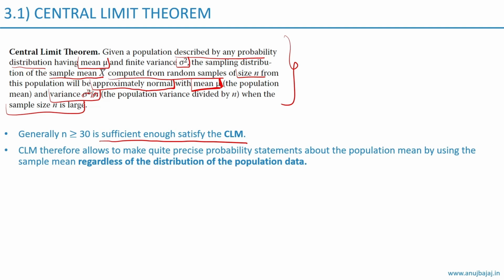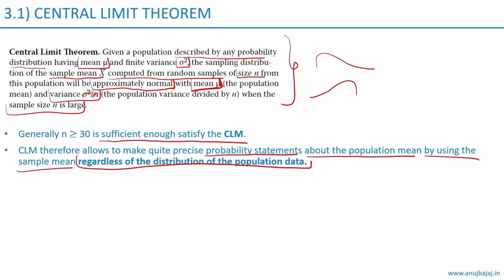So the central limit theorem therefore allows us to make some quite precise probability statements about the population mean by using the sample mean, regardless of what the distribution of the population data is. Even if the population is positively skewed, or negatively skewed, or platykurtic, leptokurtic, it doesn't matter. No matter what the distribution of the population is, the sampling distribution of the sample mean will always be normally distributed, given that the sample size is large enough.